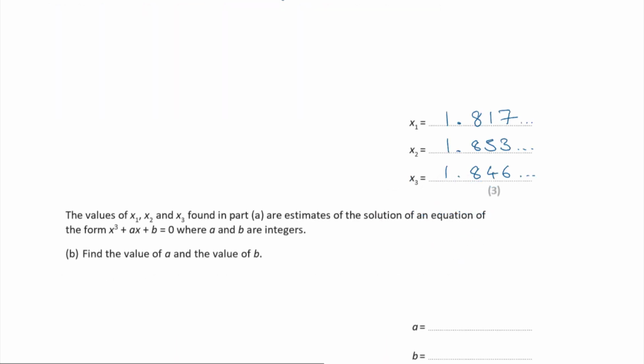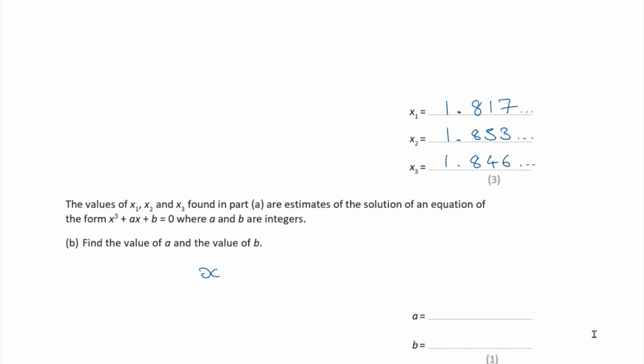The values of x1, x2 and x3 found in part A are estimates of the solution of an equation of the form x cubed plus ax plus b equals 0, where a and b are integers. Find the value of a and the value of b. Now remember, we were given the expression x_{n+1} is equal to the cube root of 10 minus 2x_n. If I want to actually form this into an equation, all I need to do really is replace x_{n+1} with just x and replace x_n with just x and then rearrange.